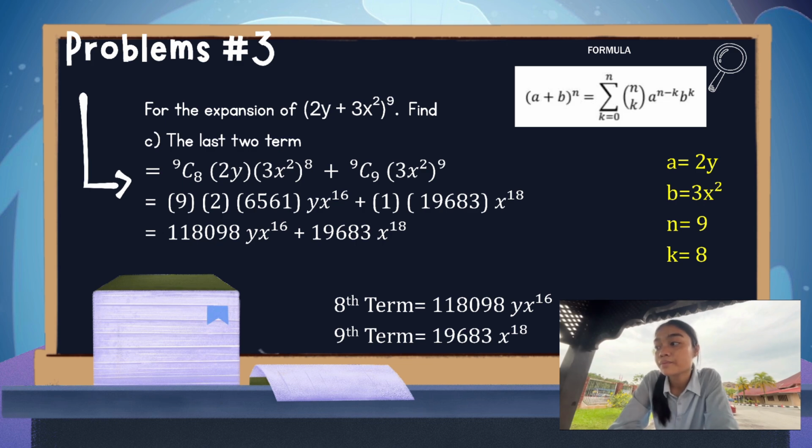After we calculate all the values, we multiply them together, which is 9 multiplied by 2 multiplied by 6561, and we will get 118098 y x to the power of 16, plus 1 multiplied by 19683, which gives 19683 x to the power of 18. So we already solved the question. The answer for the last two terms, the 8th term and 9th term, is 118098 y x to the power of 16 and 19683 x to the power of 18. So that's all from me.